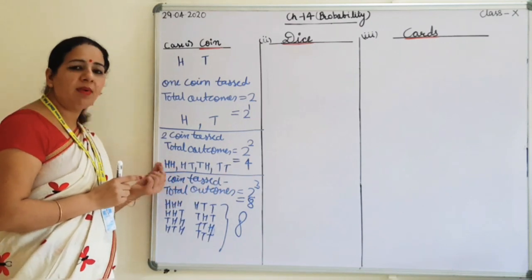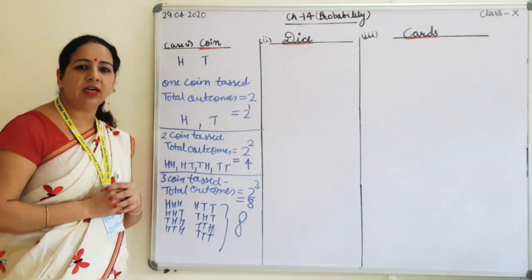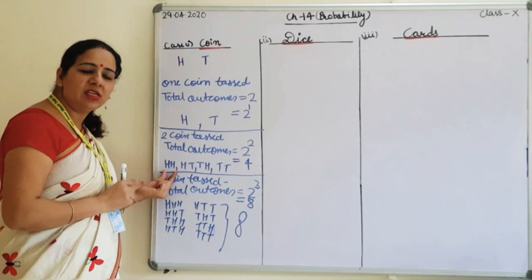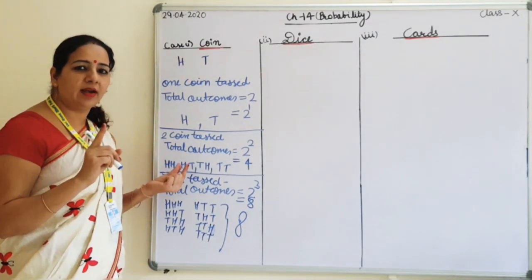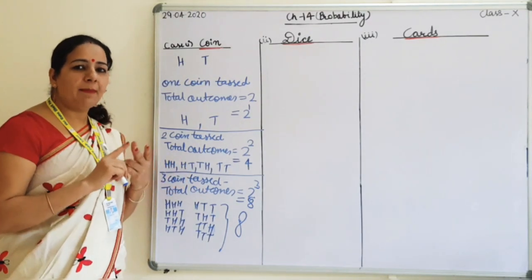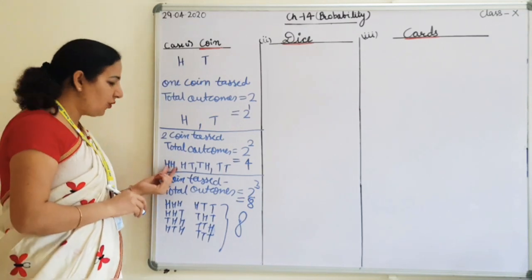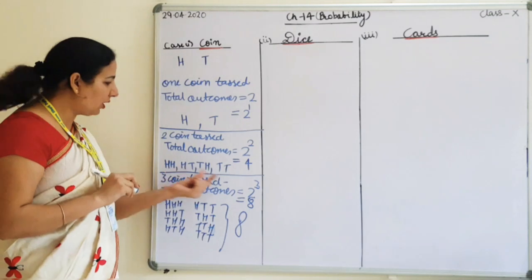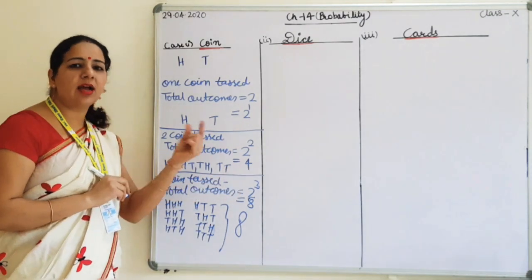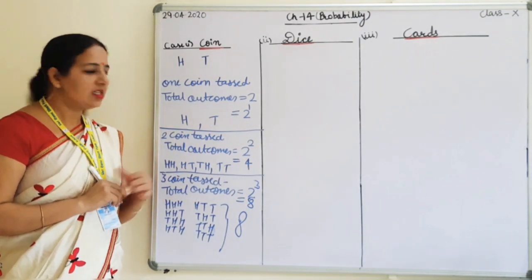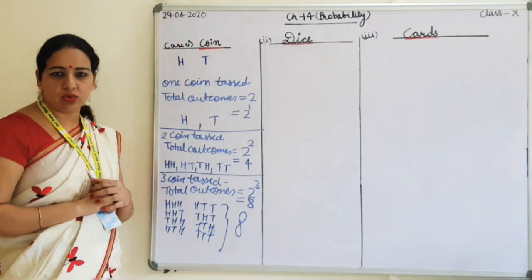So what is the probability of head on both the times? Favorable outcome is 1. So what we are going to do: number of favorable outcomes divided by total number of outcomes. Favorable outcome is 1, total number of outcomes is 4. So the answer is 1 upon 4. Similarly, you can calculate the others also.